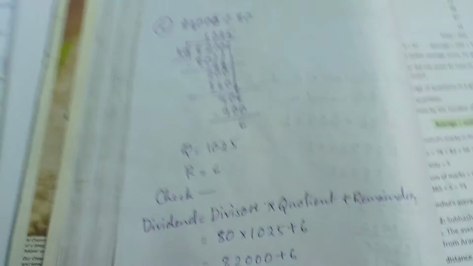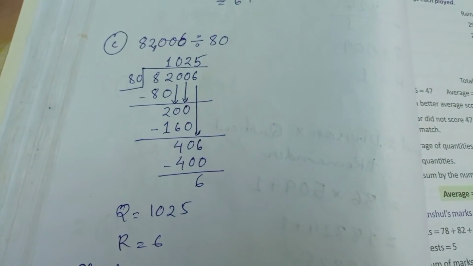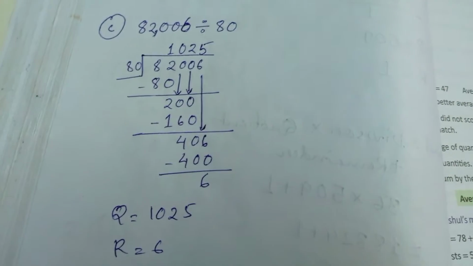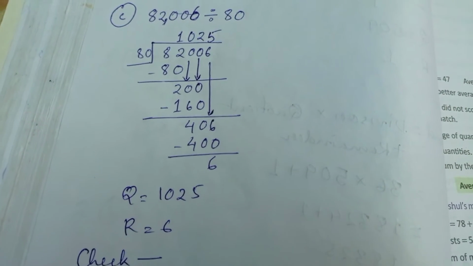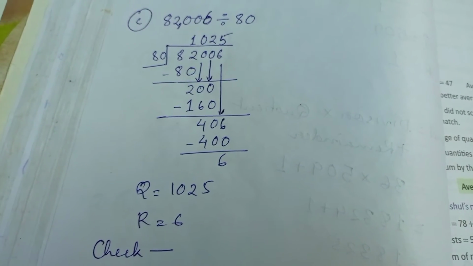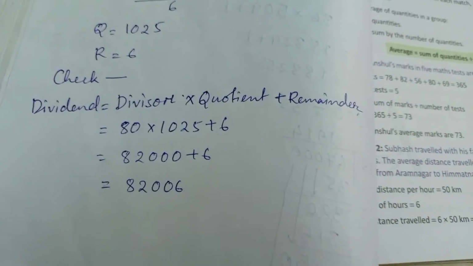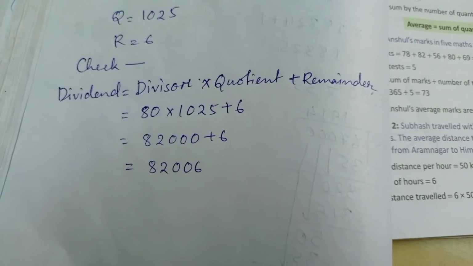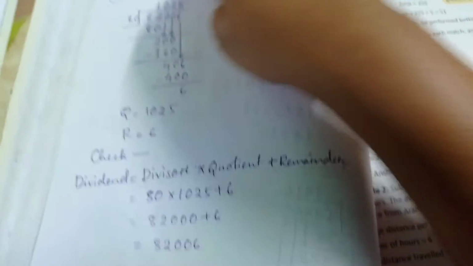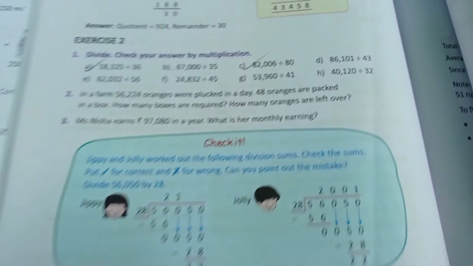Like that, for 82,006 divided by 80, it's given. When you divide 82,006 by 80, you get 1,025 as the quotient and the remainder as 6, and then when you multiply, you will get exactly the dividend. So that means your process for doing this is correct. So now let us go to question number 2.